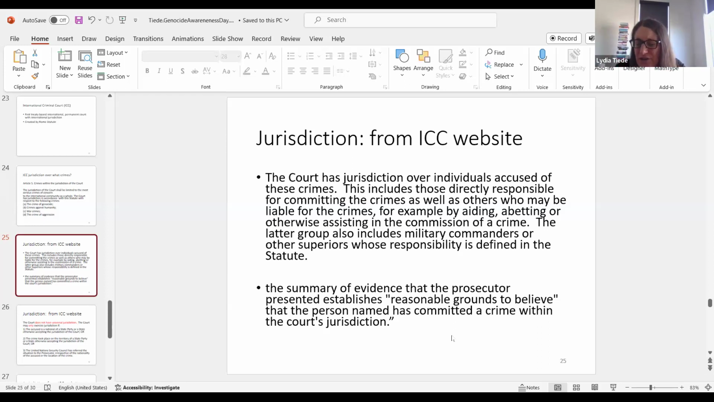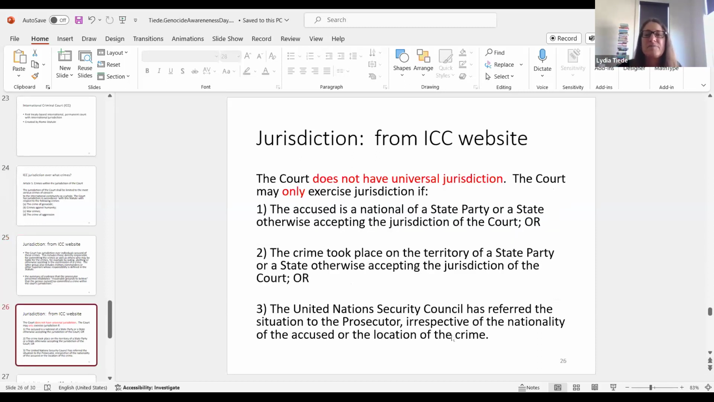And again, these international tribunals have a cross-section of common law practices, as we see in the US, but also civil law practices, which are done in continental Europe and other parts of Europe. So it's kind of a mix of those two legal traditions. The court does not have universal jurisdiction, okay? So they can't just grab people willy-nilly, okay? They only have three ways of actually prosecuting individuals.